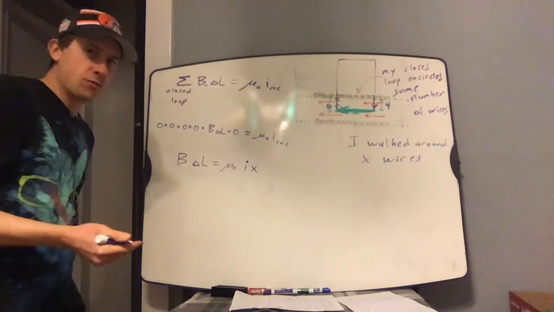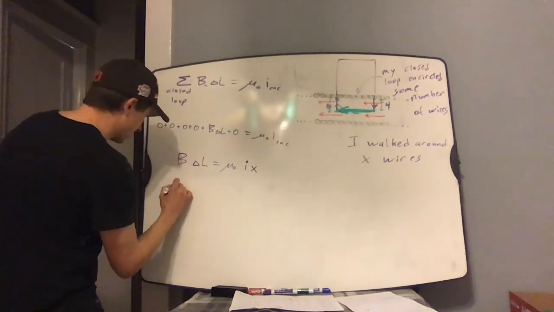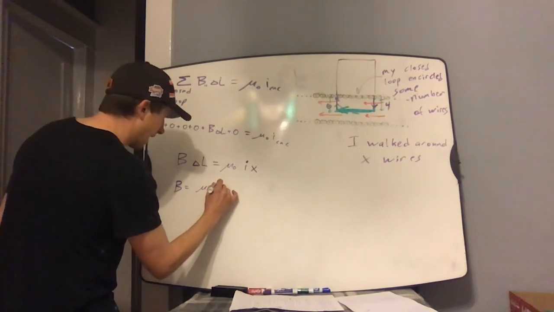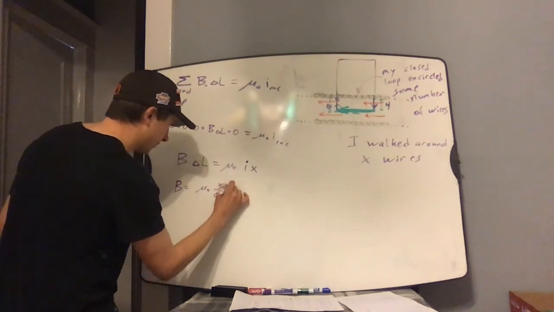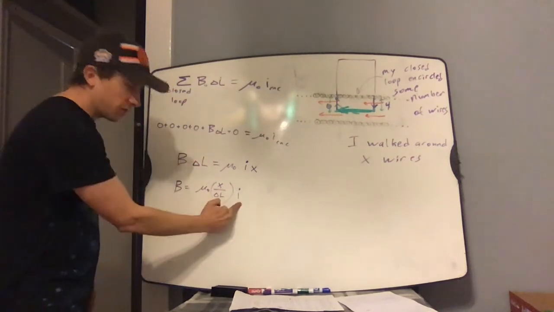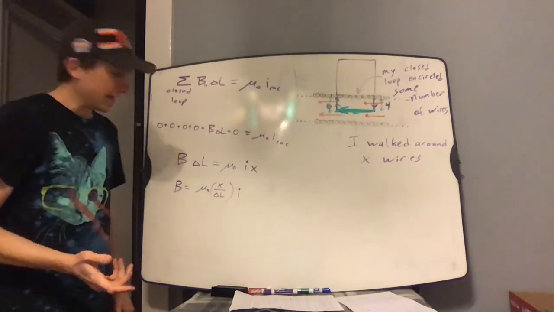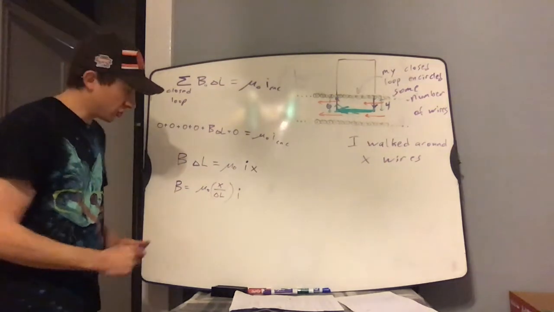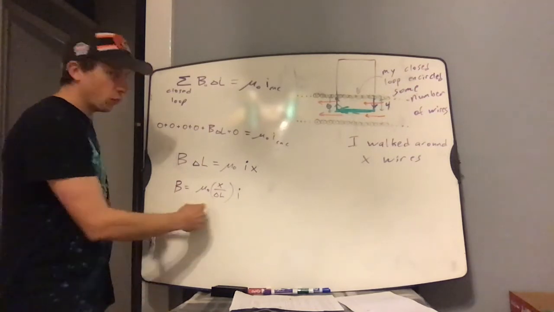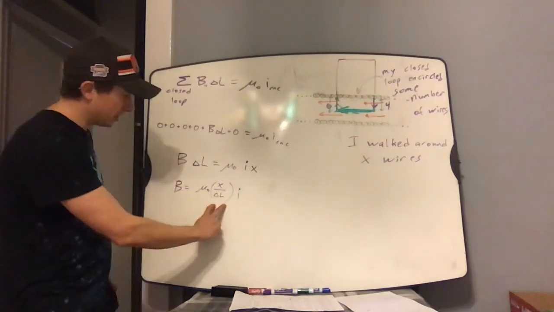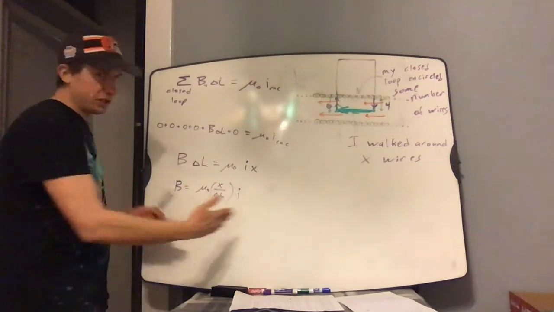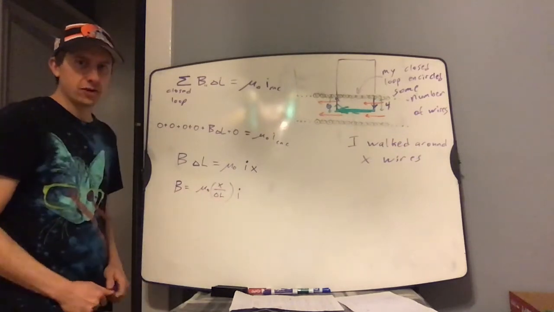B delta L over mu naught I. I could write that as B is equal to mu naught times X over delta L times I. The current flowing through the solenoid, that's my I. The mu naught, that's a constant of nature. What about this X over L? Well, if I take a really wide path, a really large delta L, I'm going to walk around a lot of wires. Or if I take a really narrow path, I'm only going to walk around a few wires.